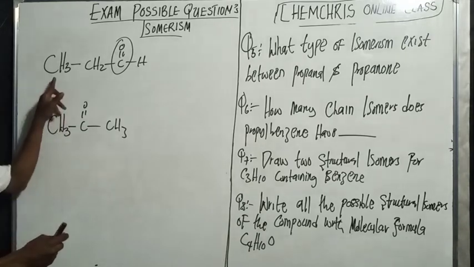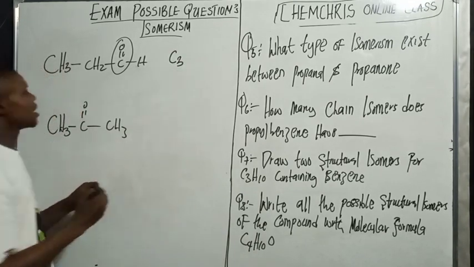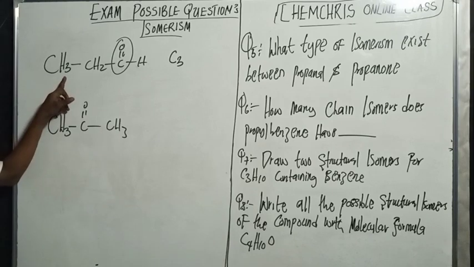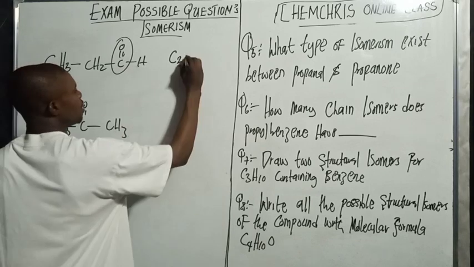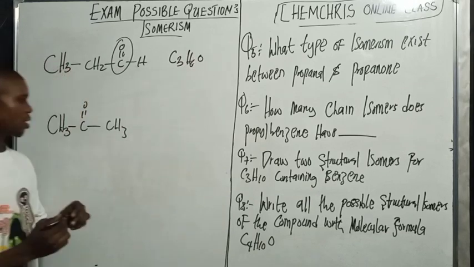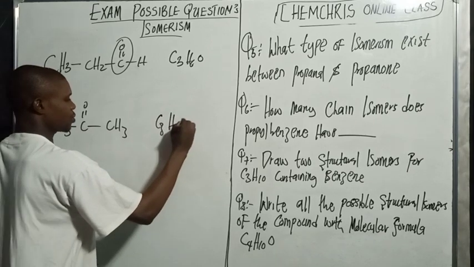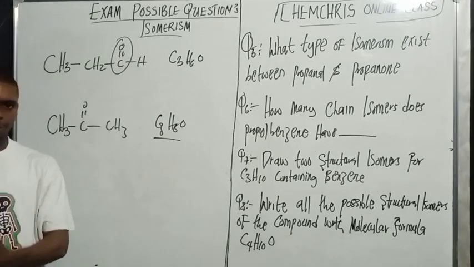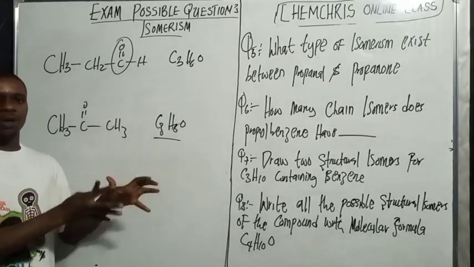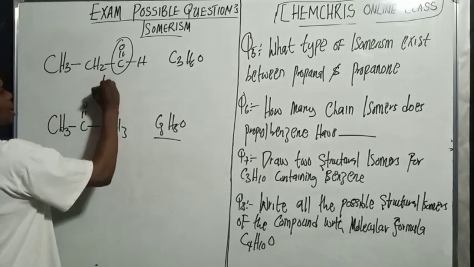So here we have 1, 2, 3, C3. How many hydrogens do you have here? 3 hydrogens plus 2, 5, 6, H6O, right? The same thing with that one here, C3H6O. So they both have the same molecular formula, but different functional groups. Now, this is called alcohol.